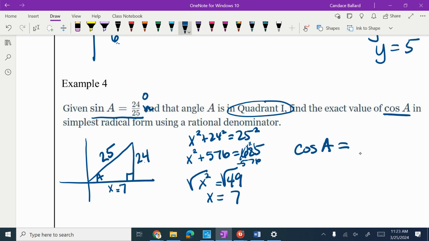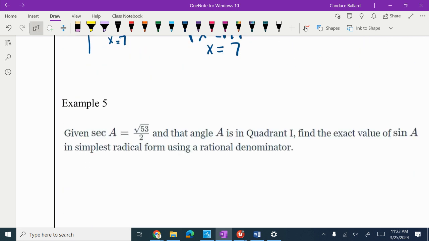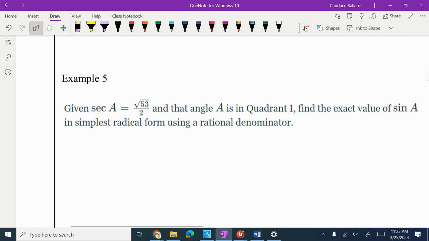What's on my adjacent right now? 7. What's on my hypotenuse? 25. Okay. All right. Before I move us out of quadrant 1, I want you to try one that's in quadrant 1. Okay. So everybody's going to take a minute. And you're going to try example 5 right now. Okay. So everybody's doing number 5.